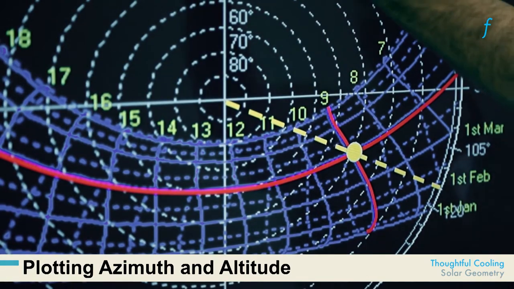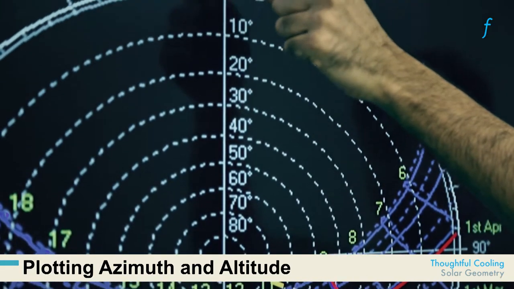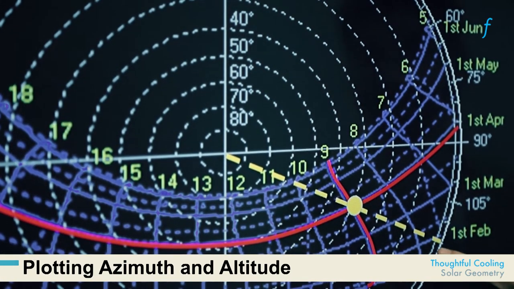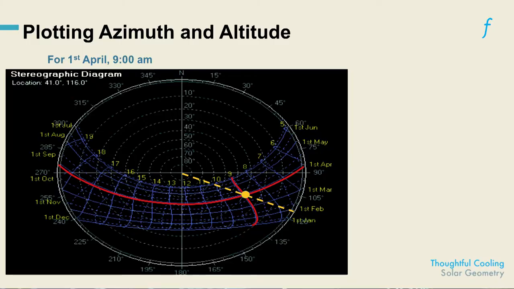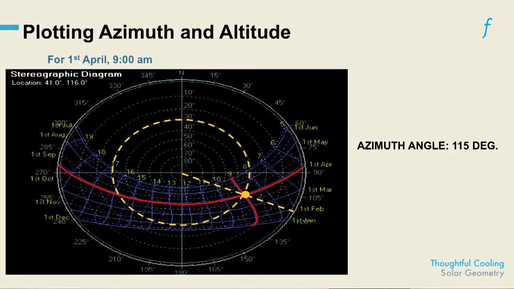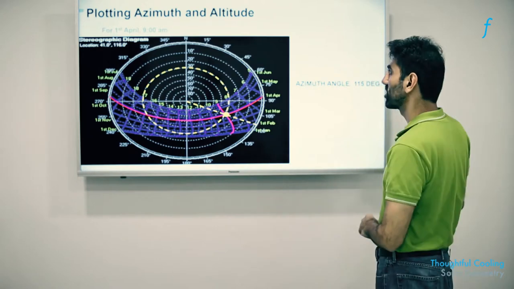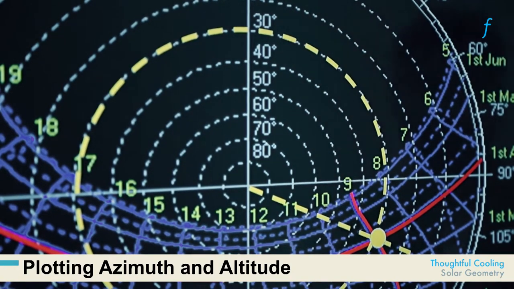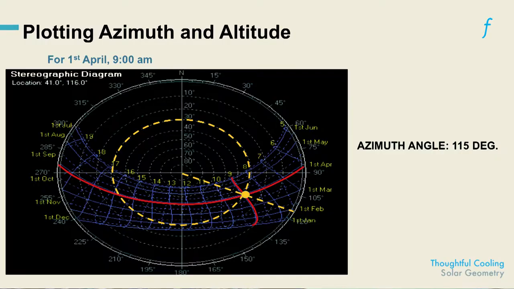And as we know, the azimuth is read from due north. So this is approximately 115 degrees is the azimuth angle, right? What about the altitude? The altitude can be read by looking at the concentric circle on which this specific intersection falls. And that tells us that the altitude is approximately 30 degrees, right?